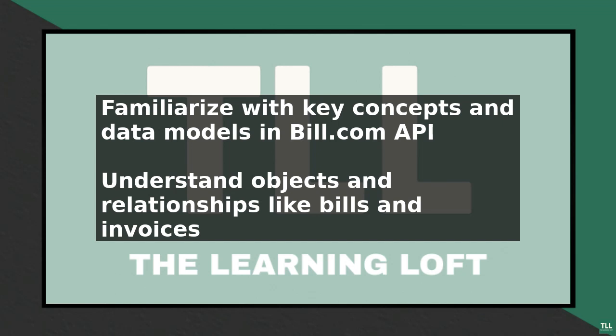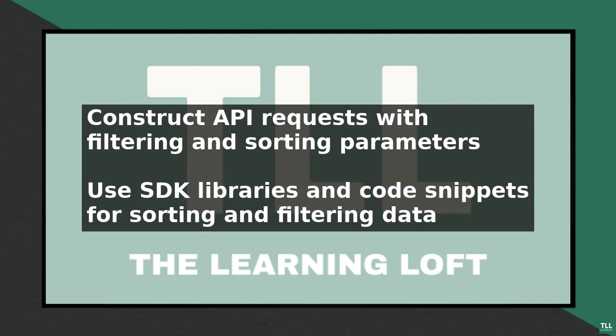Best practices for sorting using the Bill.com API SDK include using efficient filtering and sorting parameters to minimize the amount of data being transferred and processed. It is also important to handle errors and exceptions properly, and to test your code thoroughly to ensure it is working as expected.